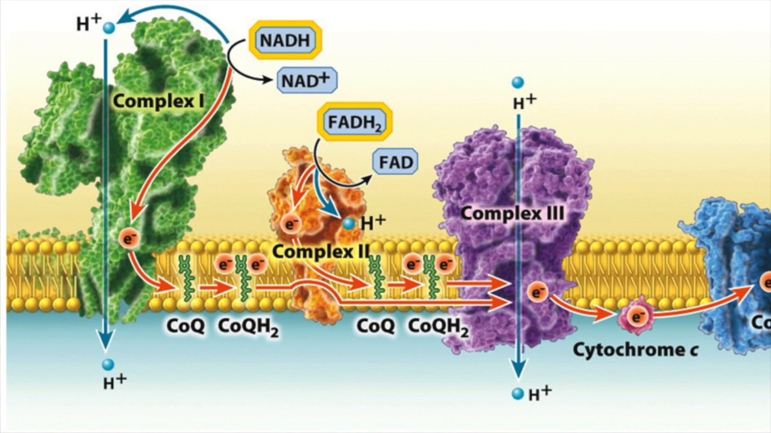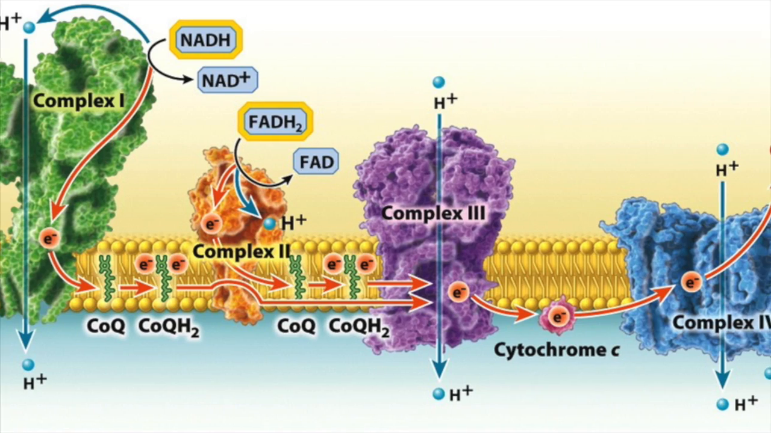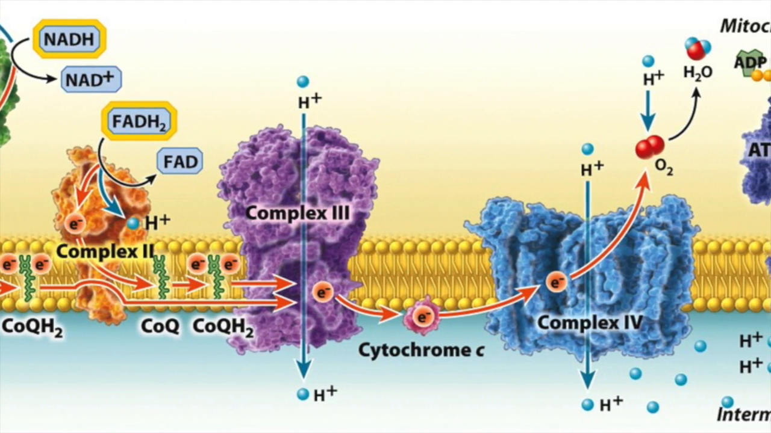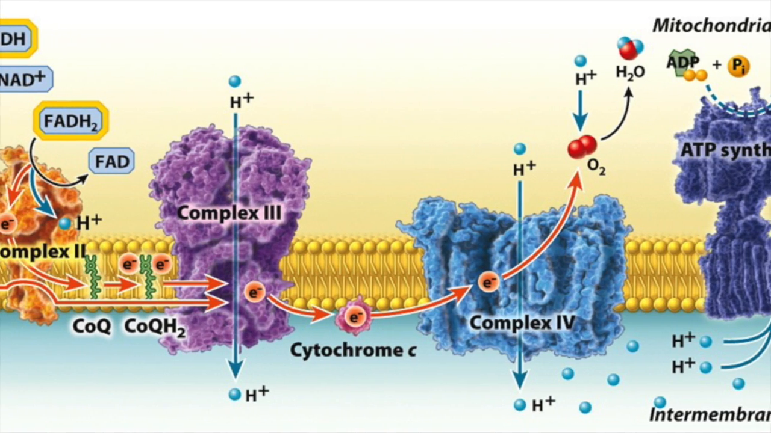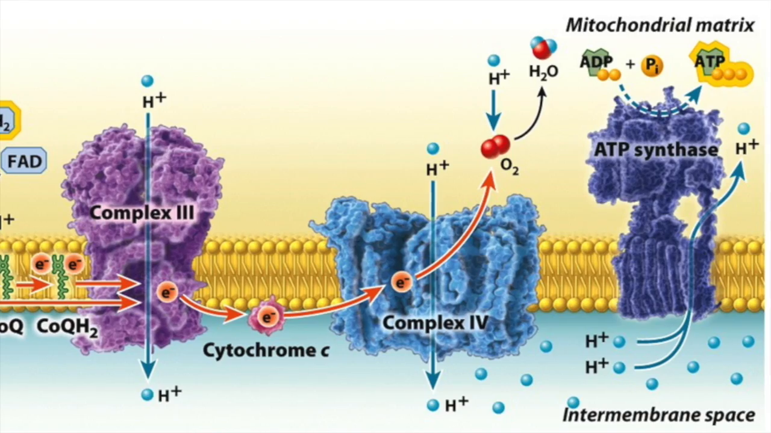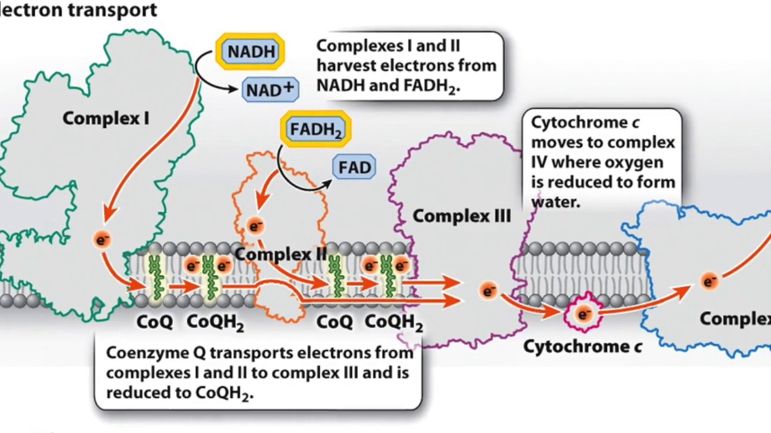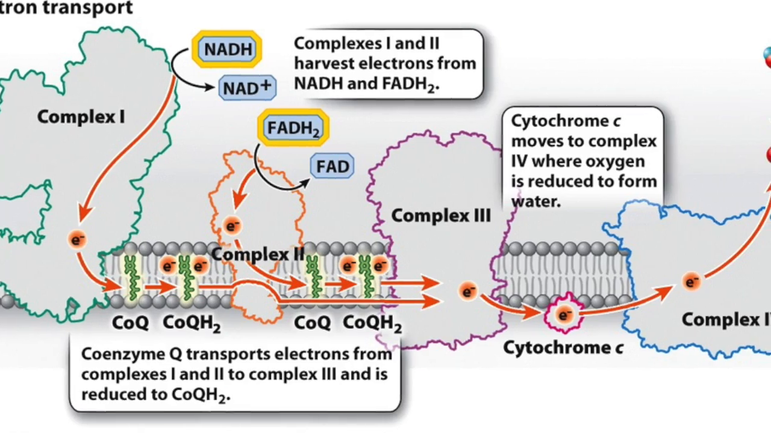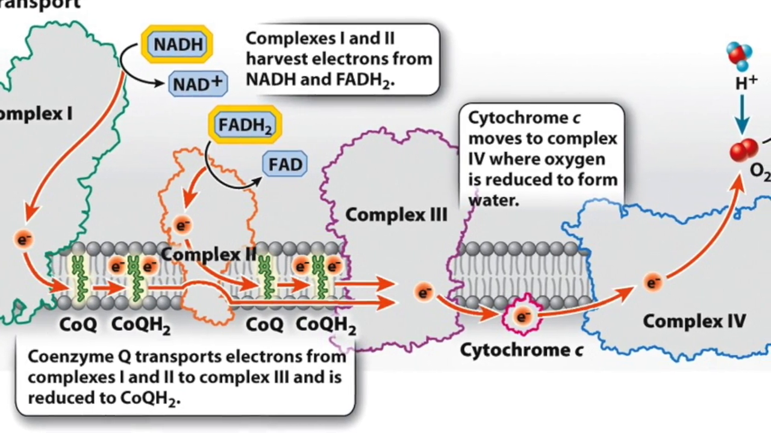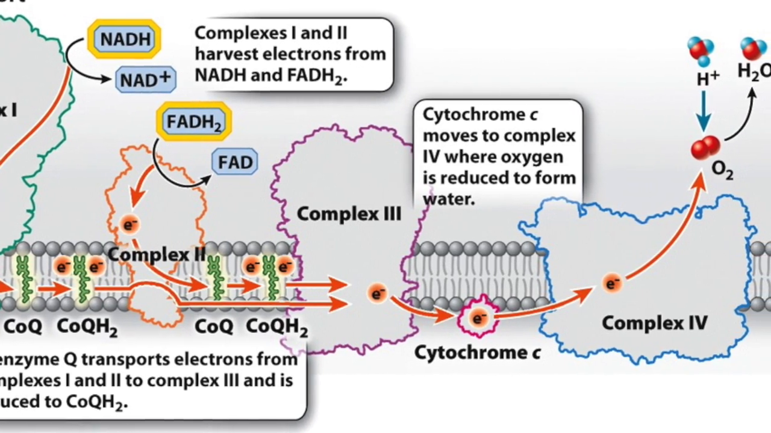In complex 1, NADH pushes out a proton or hydrogen atom and becomes NAD+. Also, it transfers an electron to complex 2 with the help of coenzyme Q. In complex 2, FADH2 becomes FAD while pushing out a hydrogen proton and transferring an additional electron. The electrons travel through complex 3 where yet another hydrogen proton is pumped to complex 4 with the help of cytochrome C. In complex 4, oxygen attains the electrons as well as a few hydrogen atoms to produce water.